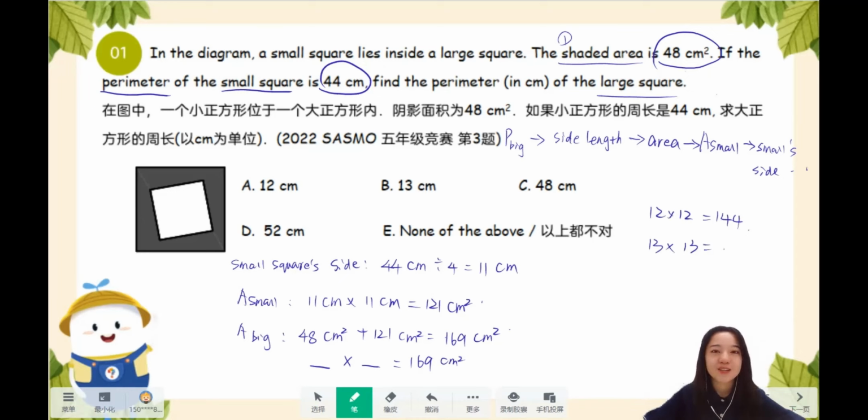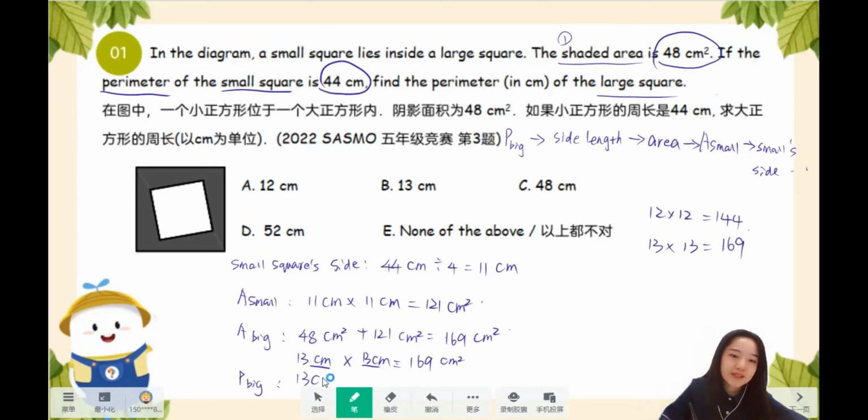Now you can calculate on a sheet of paper and share with me what you have got. Great, it is just 169. In this way, we can know that the side of the big square should be 13. But don't jump to any conclusion, because the question wants us to solve its perimeter. So still we need to use the side length times 4 sides to solve its perimeter, which should be 52 centimeters. So the correct option is D.